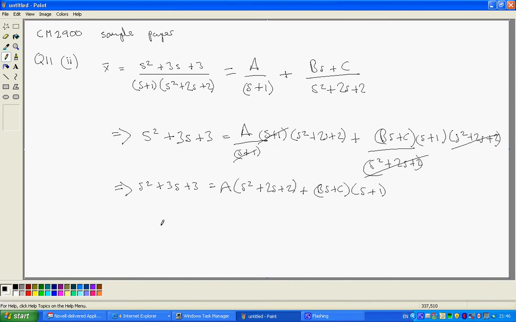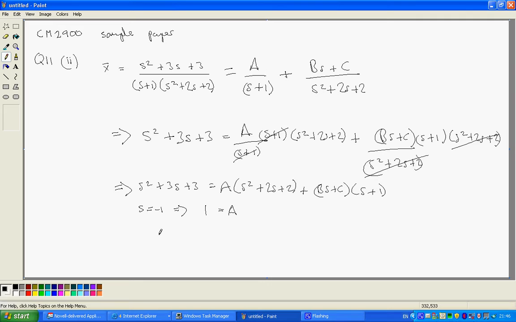So if we want to find A, if we put s equal to minus 1, then this bracket will become 0, and 0 times anything is 0, so that will leave us with an equation involving A as the unknown. So put s equal to minus 1, and the left hand side becomes minus 1 squared, which is 1, plus 3 is 4, plus 3 times minus 1 is minus 3, so 4 minus 3 is 1 for the left hand side, equals, here we've got minus 1 squared is 1, plus 2 is 3, minus 2 is 1, so 1 equals A, so straight away we have A.